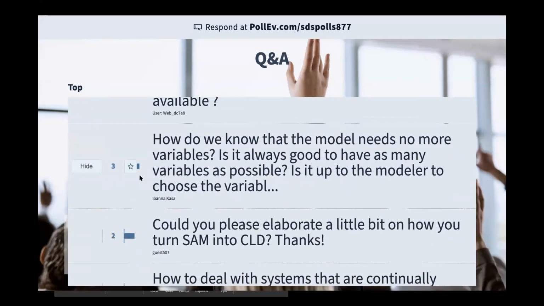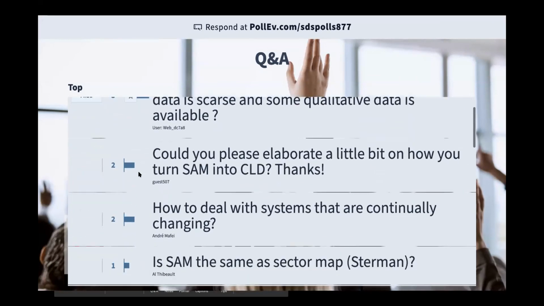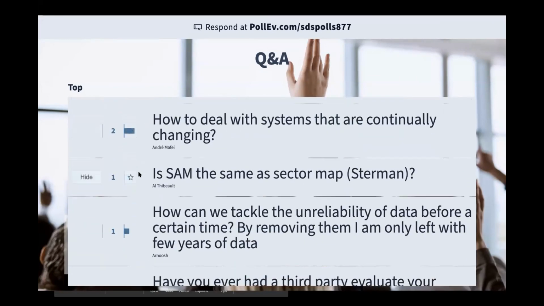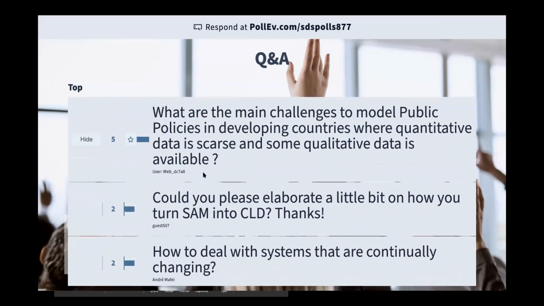This one is done. If there's no documented, where is that? We answered that one, Nalini. I think this one's maybe this one that has quite a lot of votes.